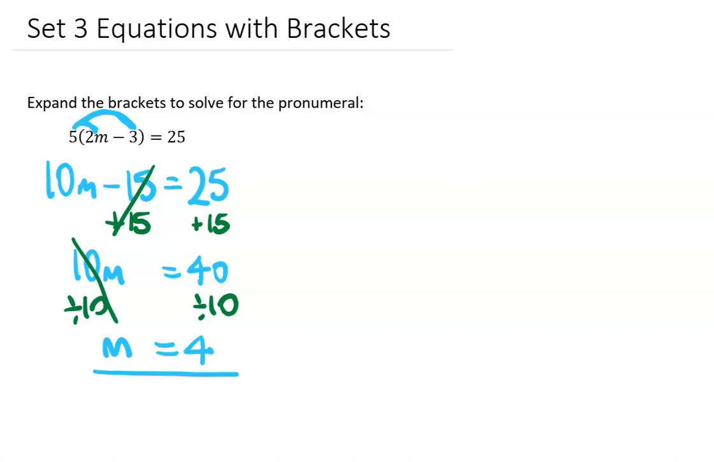Okay, you can always check your answer is correct by putting this number 4 back into the original equation where the m is. Okay, 2 lots of 4 is 8. Take away 3 is 5. Times by 5 gives me 25. So yes, that's how I know I have it correct.